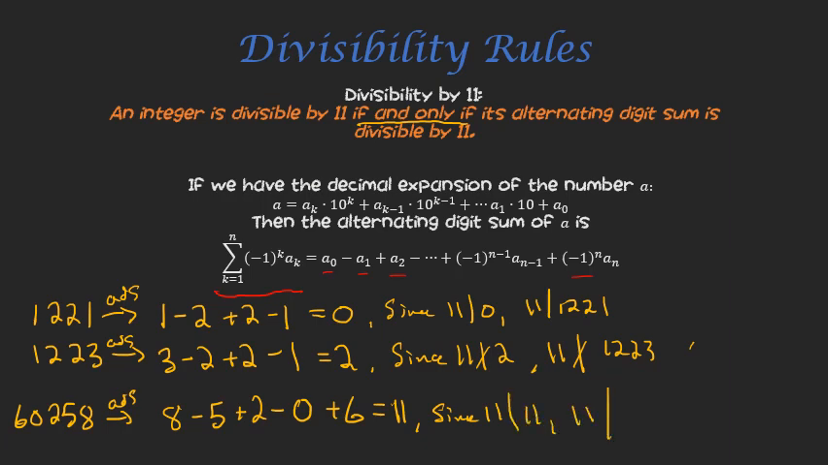11 also divides 60,258. So it's a pretty cool test once you have the hang of this alternating digit sum. And so the proof of this, we'll see this alternating digit sum sort of pop out when we make a little change. Let's see how that works out.